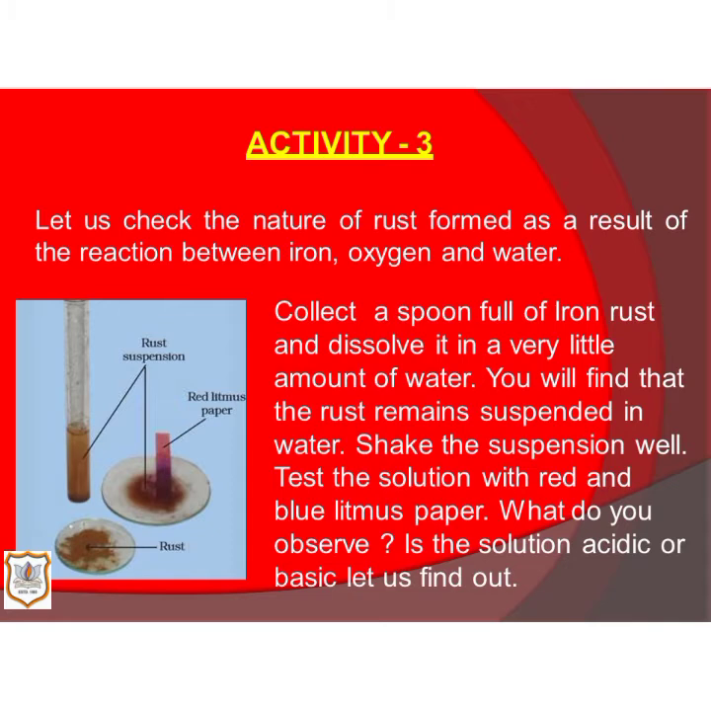Now students, let us perform activity 3 to check the nature of rust formed as a result of the reaction between iron, oxygen and water. Collect a spoonful of iron rust and dissolve it in a very little amount of water as shown in the picture. You will find that the rust remains suspended in the water. Shake the suspension well. Test the solution with red and blue litmus paper. What do you observe? Is the solution acidic, basic? Let us find out.